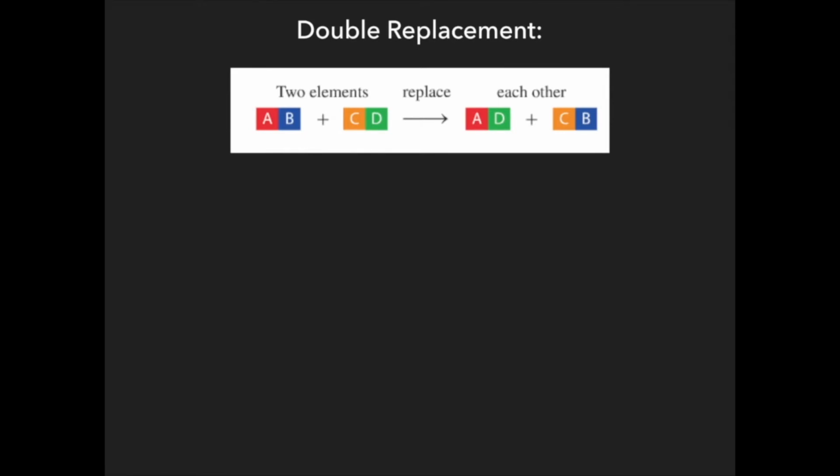Notice here that your outside elements, so A and D, combine together, and your inside elements combine together, so C and B. So I call this innies and outies. So my innies are my B and my C, my outies are my A and my D. So they completely switch partners.